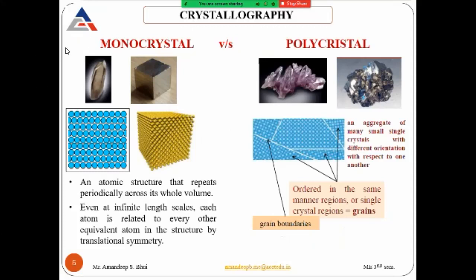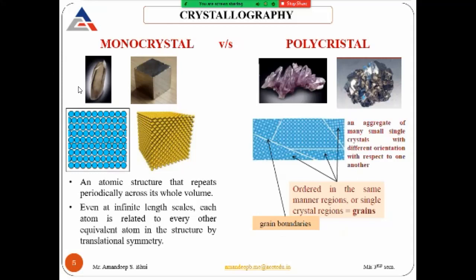Now on the left hand side you can see the diagrams. You have a monocrystalline solid. It has the same crystal structure throughout the metal. In the monocrystal, the atomic structure repeats periodically across its whole volume. You can see that in the three-dimensional diagram and the crystal diagram here. So this is an example of a monocrystal.